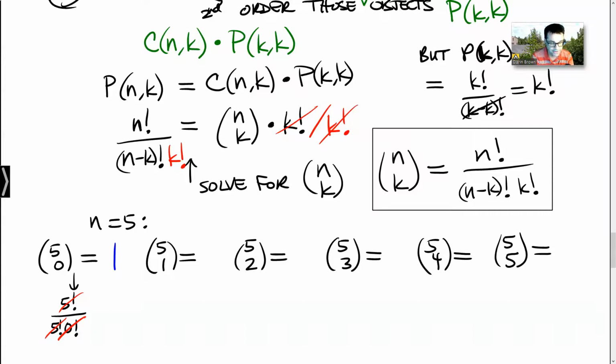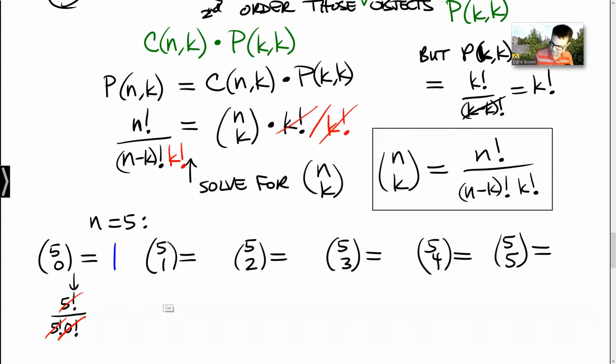I hand you the bag of marbles. You take it in your hand. You stare at it for a few seconds in contemplation, and then you hand it back to me. Okay, so you're doing something. You're doing the something of nothing. You're not doing anything, but there's one way to do nothing. So that means 5 choose 0 is equal to 1.